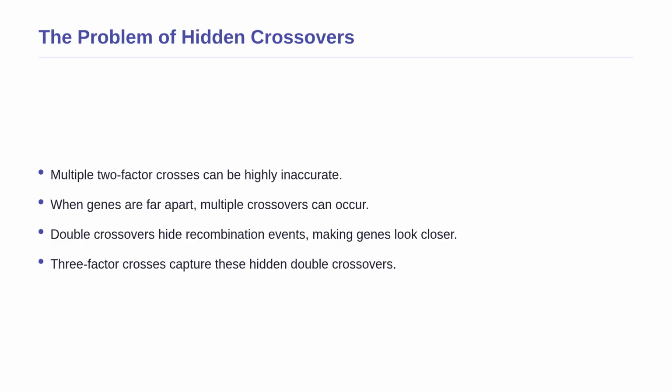You might wonder why we do not just do multiple 2-factor crosses instead. The reason is accuracy. When genes are far apart, multiple crossovers can occur between them. A double crossover essentially flips the middle gene back to its original association, hiding the recombination event. This makes the outer genes look closer together than they actually are. A 3-factor cross captures these hidden double crossovers, allowing us to correct our distance calculations. Without this technique, our genetic maps would be highly inaccurate, and our understanding of chromosome structure would be fundamentally flawed.